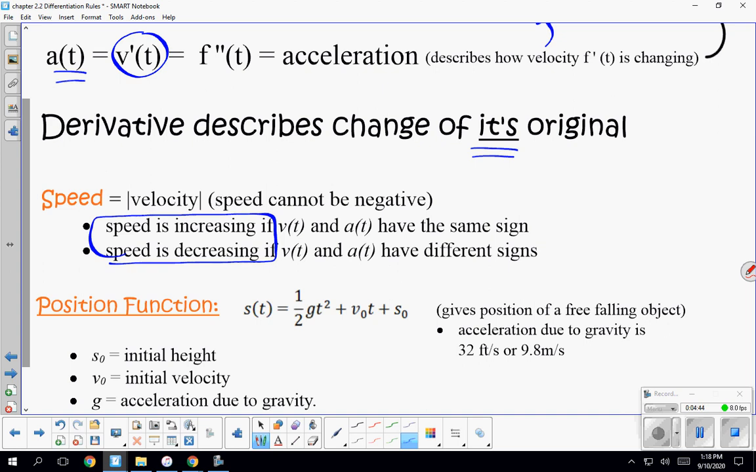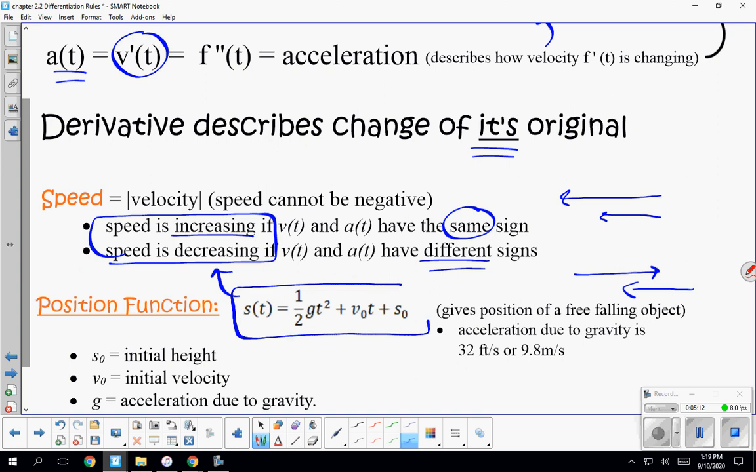If speed is increasing, that means velocity and acceleration are working together. So they need to have the same sign. Even if they're both negative, those forces are working together, so my speed is increasing. If they're working against each other, meaning they have different signs, so maybe my function is going backwards, but the acceleration is pushing on it from the opposite direction, that means my speed will then be decreasing.